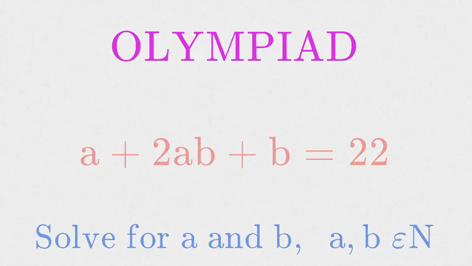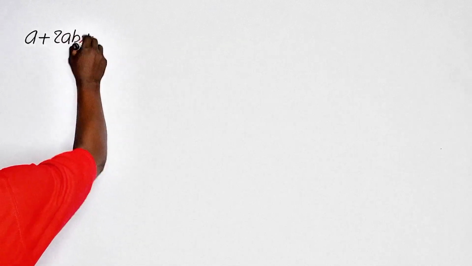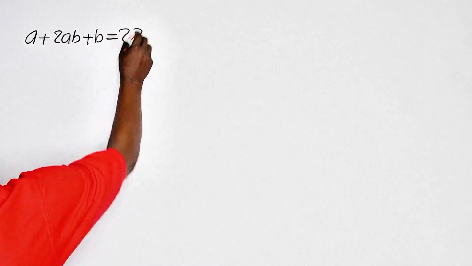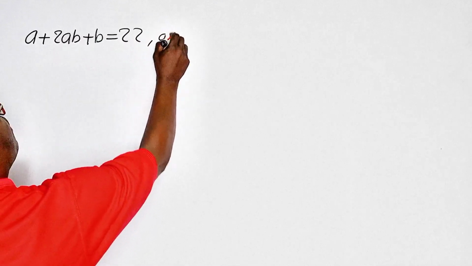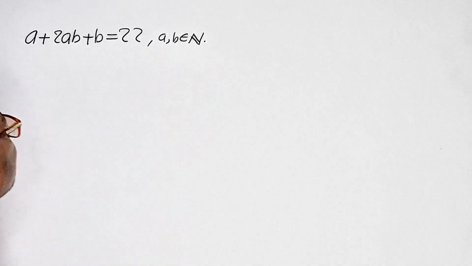Here we are given this Olympiad question to find the two natural numbers a and b such that a plus 2ab plus b is equal to 22. Let's start. a plus 2ab plus b is equal to 22, where a, b are natural numbers. We are asked to find the values of a and b.